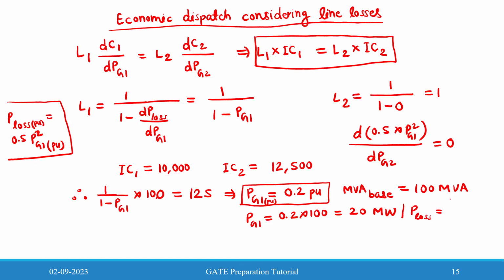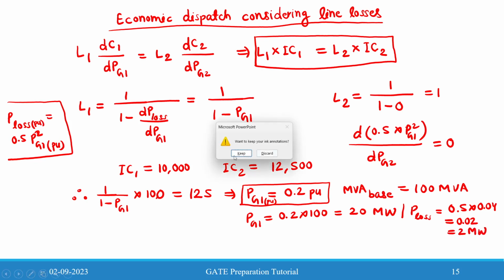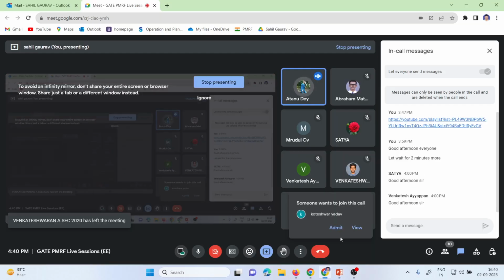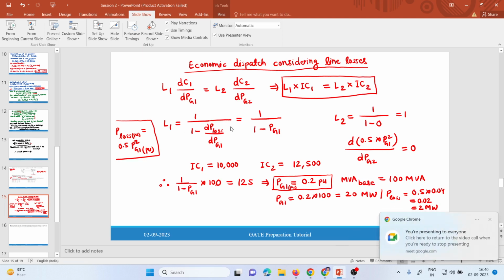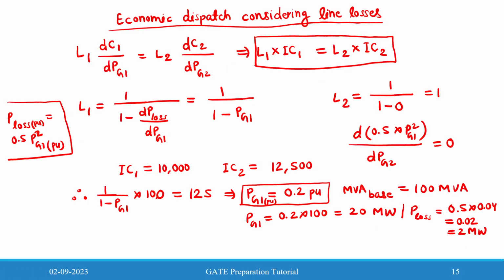P loss is 0.5 into Pg1 square. Pg1 is 20 megawatt, which in per unit will be 0.2. So P loss will be 0.5 into 0.2 square, which is 0.02 per unit. Okay, for this expression, P loss is equal to 0.5 Pg1 square. Okay, got it, sir. So this is the per unit value, and you multiply with 100, then it will be 2 megawatt.